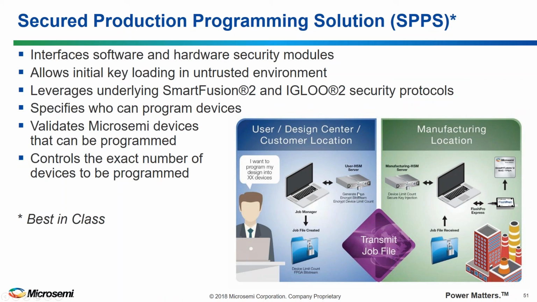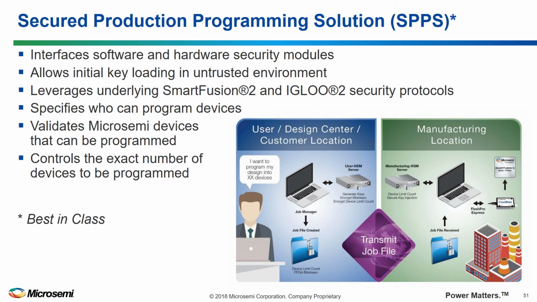One on the customer location side, where you have your design. Now you want to have a contract manufacturer make a certain number of devices for you. So you create what's called a job ticket that gets transmitted to the contract manufacturer, and the contract manufacturer is running their own HSM. They get the job ticket. They have Libero. Keys are securely injected into blank devices, and the devices are programmed.